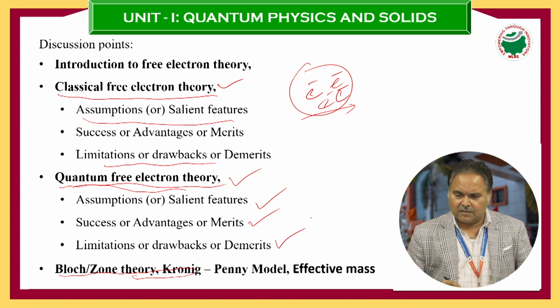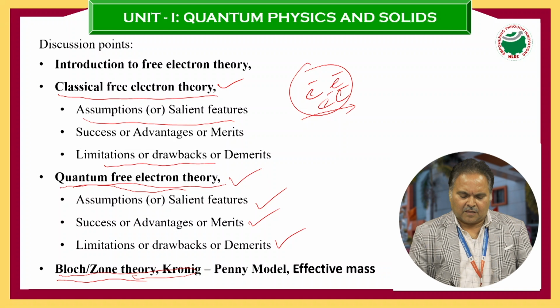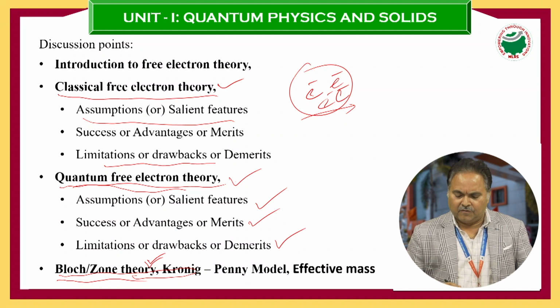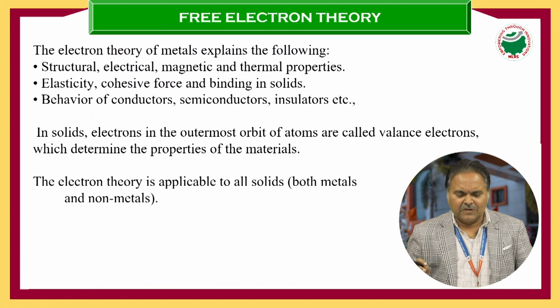Once again, whatever the theory, there will be positives and negatives. Similarly, the quantum free electron theory also has some drawbacks or demerits. These demerits and drawbacks are explained by another theory, the Bloch or zone theory. So these 3 stages are there in free electron theory: one is classical free electron theory, another is quantum free electron theory, and the third is Bloch theory. This Bloch theory explains the different classification of materials. That is the latest theory. So we will study them one by one.